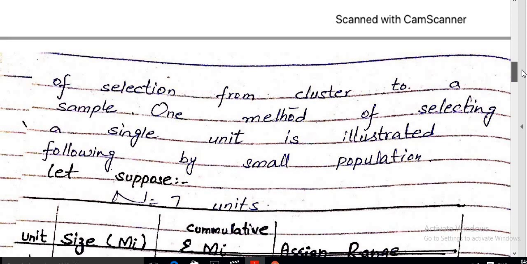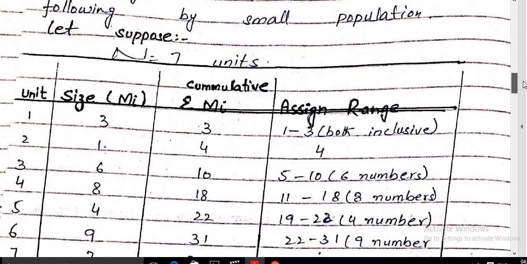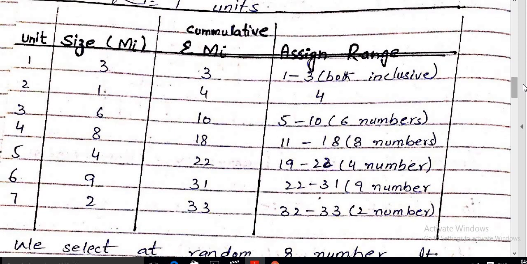One method of selecting a single unit is illustrated with the following small population. The population is given here, units 1 to 7, and their sizes are given. The size of the first unit is 3, the second is 2, and so on. Then accumulate the sizes of the clusters and assign ranks. The first is assigned ranks 1 to 3, the second 4, and the third 5 to 10. The last number in assigning ranks will be the cumulative size of the clusters.